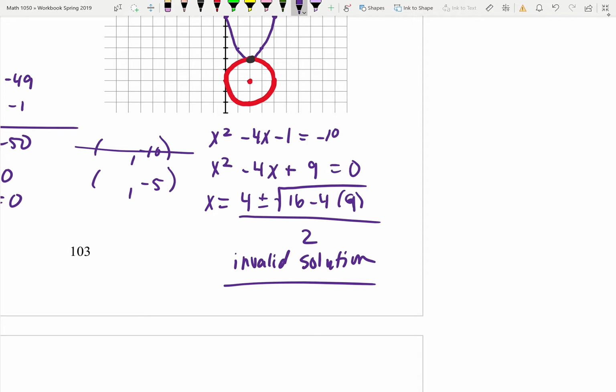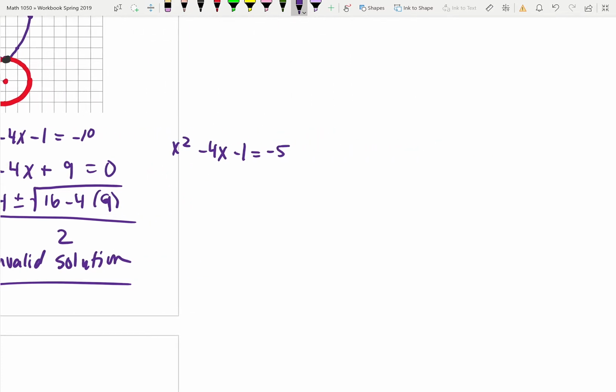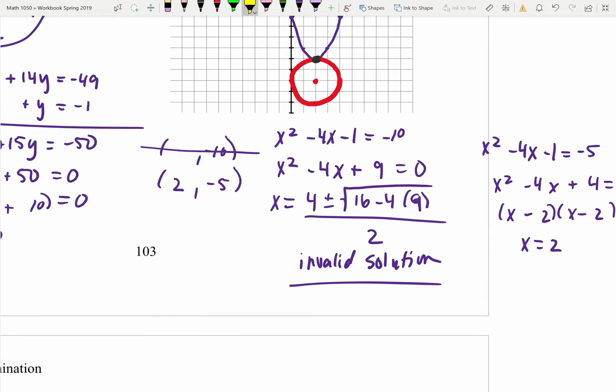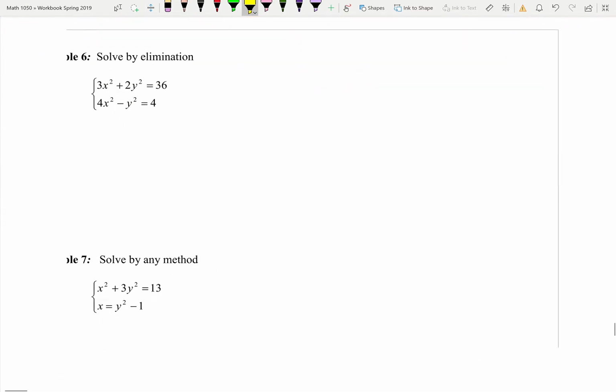Now let's do y equals -5. So everybody go x to the second minus 4x minus 1 equals -5. Pull your 5 over. x to the second minus 4x plus 4 equals 0. Now I factor, so it goes to x and x. Signs are the same, they're both negative. 2 and 2 multiply to give me 4 and add to give me 4. Set those equal to 0 and I get an x of 2. So my only answer is 2, -5, and I'm done. Totally checkable. All right, that was number 5.